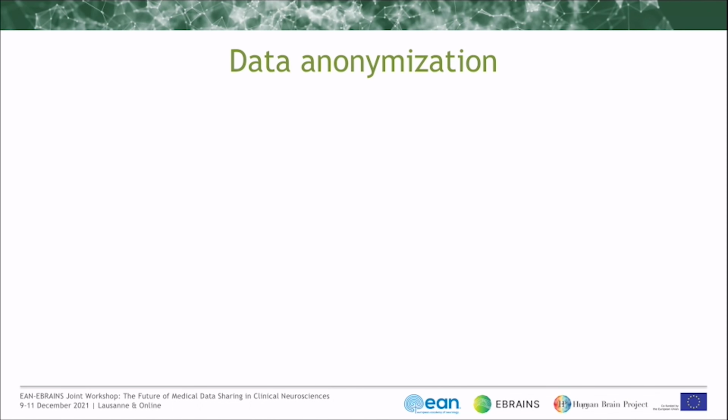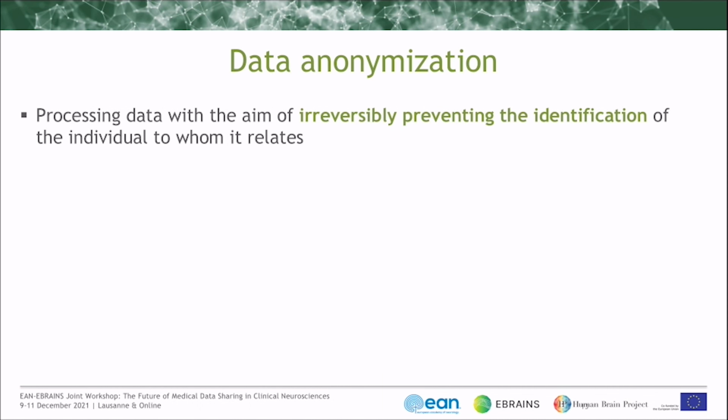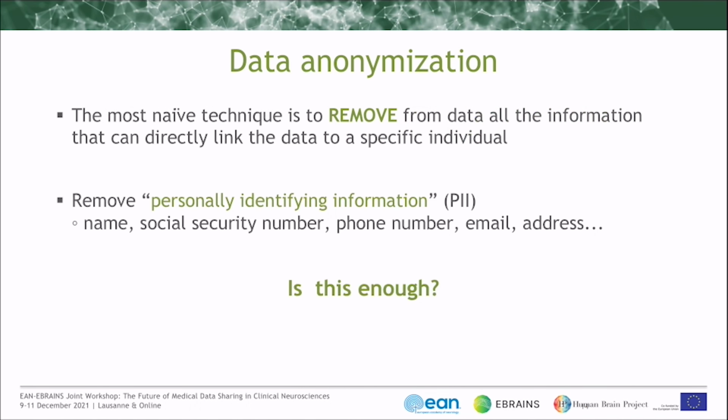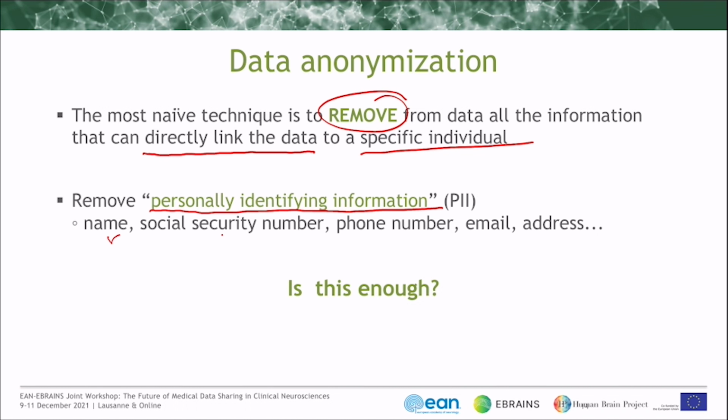So data anonymization is the technique where we pre-process the data before releasing it, such that even by analyzing the published information, it is not possible to identify the individual to which the published data belongs. The most naive technique to anonymize the data is to simply remove from the data that we are going to publish all the information that can directly link the data to a specific individual. We can call this personal identifying information, and this could be the name, obviously, the social security number, phone number, so all this information that can uniquely identify the individual.